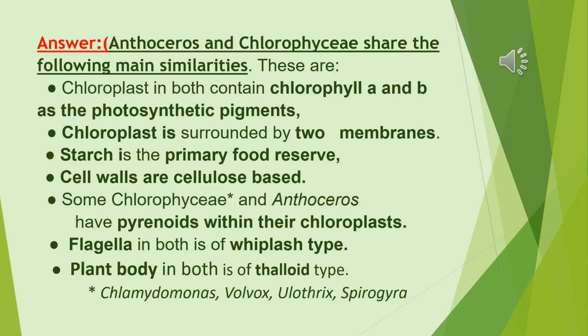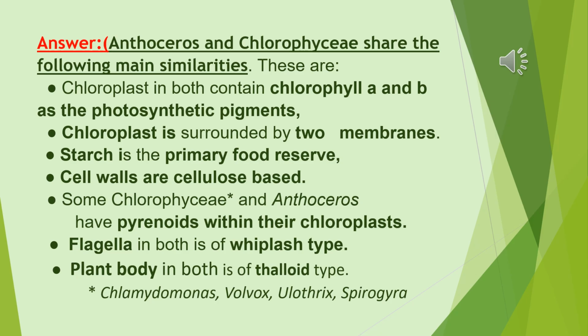Now I have said some Chlorophyceae. What are these? These are, at the bottom you can see with the star mark, Chlamydomonas, Volvox, Oedogonium and Spirogyra. Now Spirogyra and Oedogonium are filamentous and are included in the Zygnematophyceae.